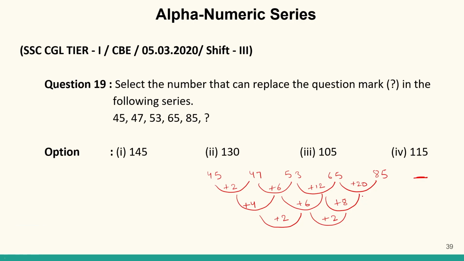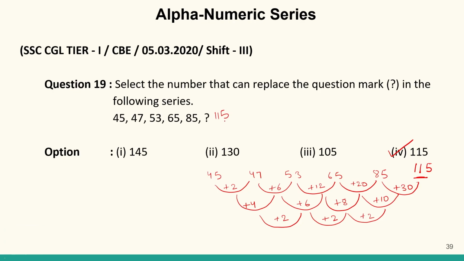So after this, I'll increase it by how much? After this, I'll increase it by 2 again. So that will give us plus 10. And if I increase 20 by plus 10, that means that I have to increase this number by 30. So if I increase 85 by 30, I'll get 115 as my answer, which is option number 4.